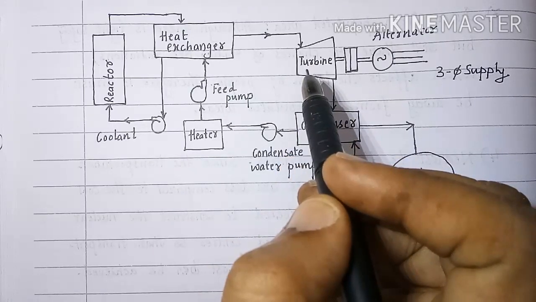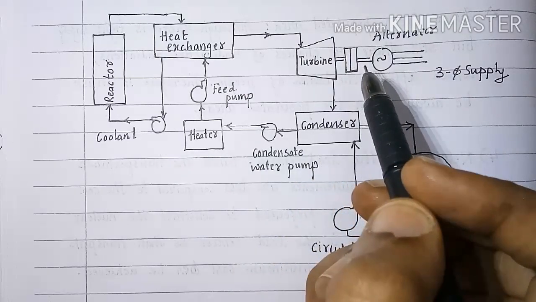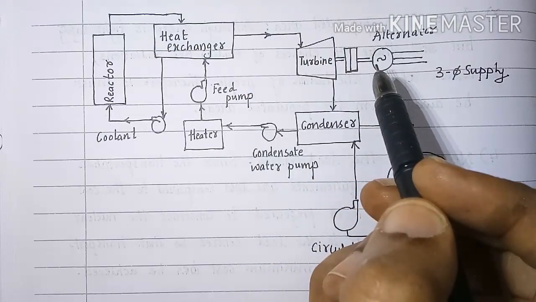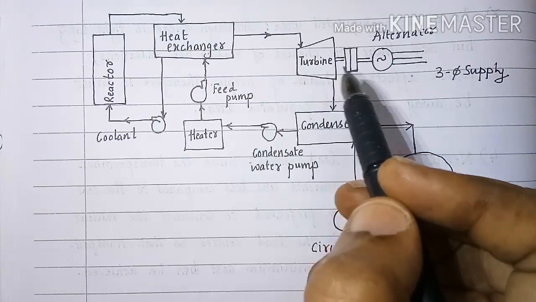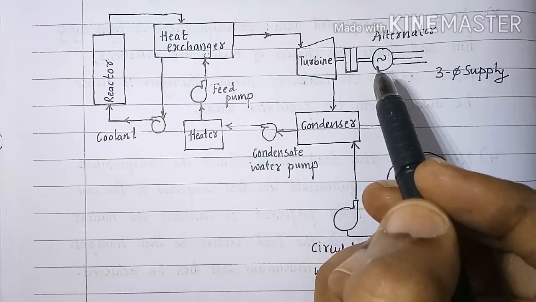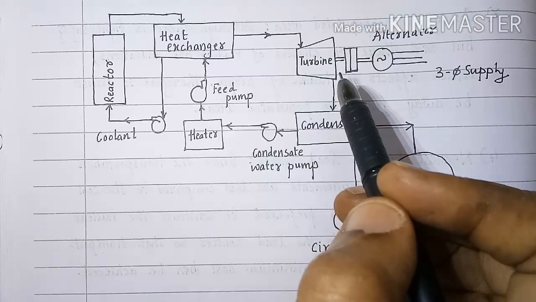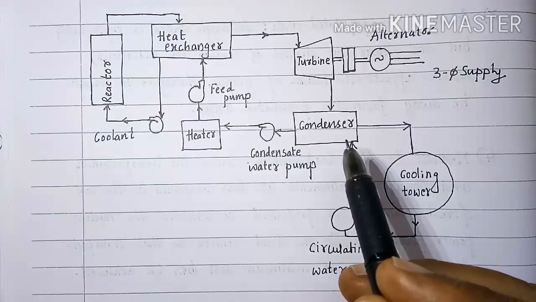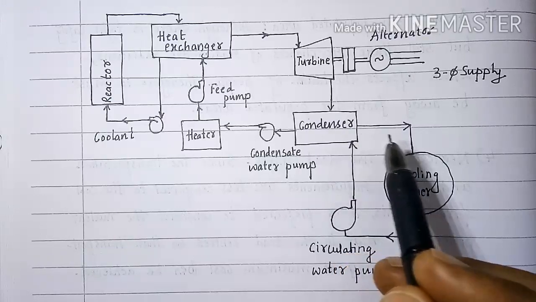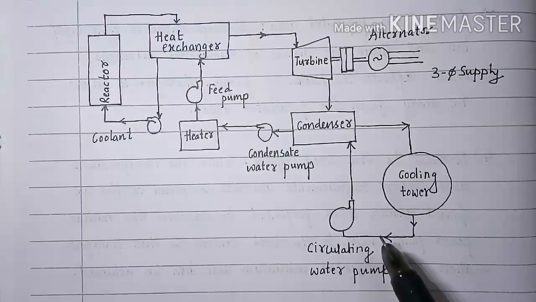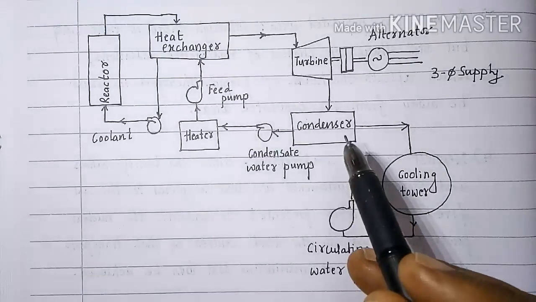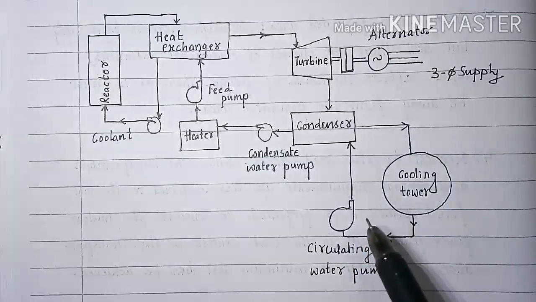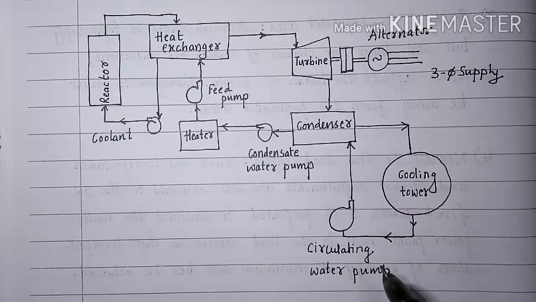operates the turbine. Since turbine is connected to the alternator, rotor starts to rotate and the mechanical energy is converted into electrical energy. The steam coming out of turbine goes to the condenser, and from there it goes to the cooling tower until the steam gets converted into liquid water. The water is circulated between condenser and cooling tower using a circulating water pump.